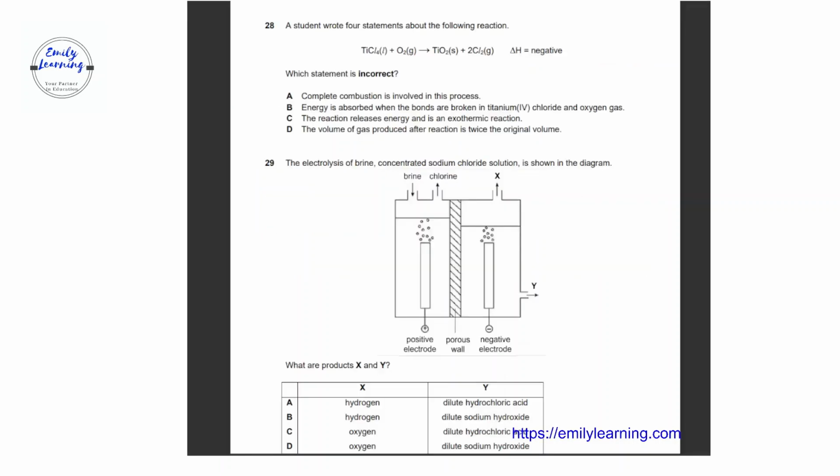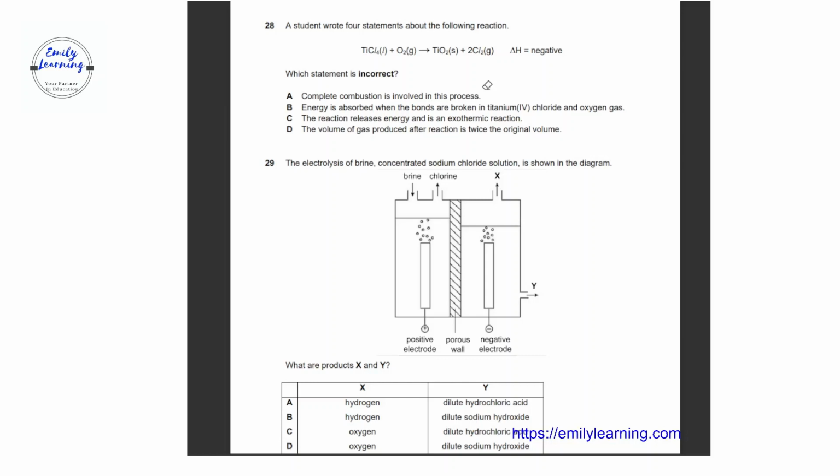Moving on to question 28. In question 28, a student wrote 4 statements about the following reactions. Which statement is correct? Complete combustion is involved in the process. So if you look at this, you have TiCl4 plus O2, you get TiO2 and 2Cl2. It says that complete combustion is involved in this process.